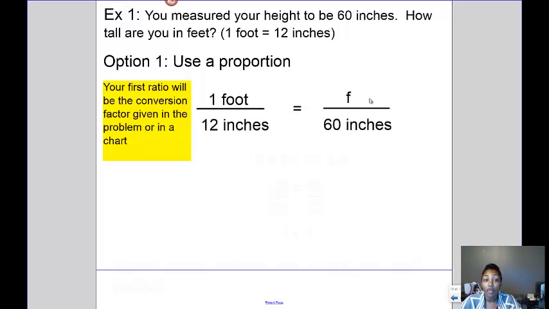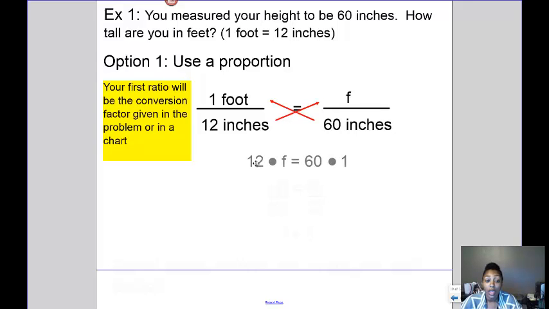And then my second ratio is going to be what has been given to me in the problem, and whatever is missing will be my variable. Here they told me my height is 60 inches, so that goes at the bottom, and on the top I'm going to put F for feet because I don't know how tall I am in feet. That's what I'm trying to find. Now I just need to solve the proportion, so I'm going to cross multiply.